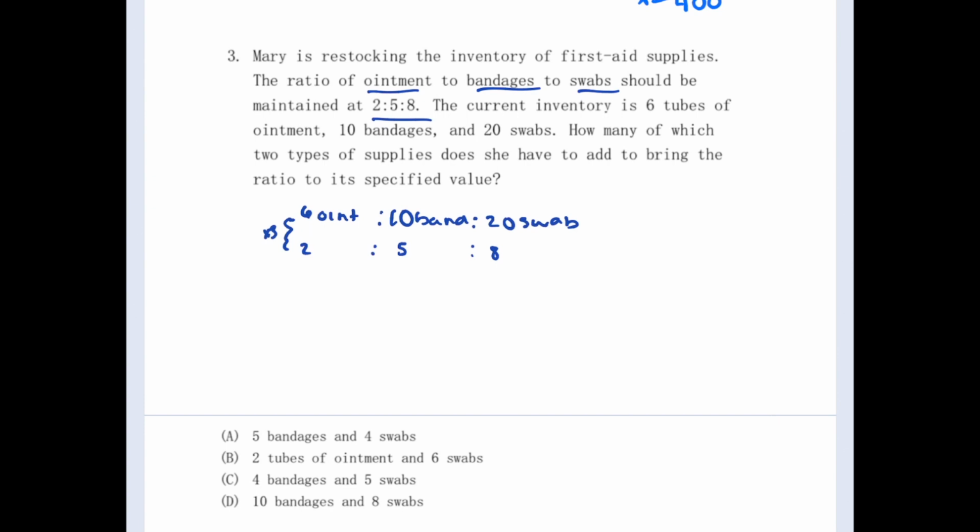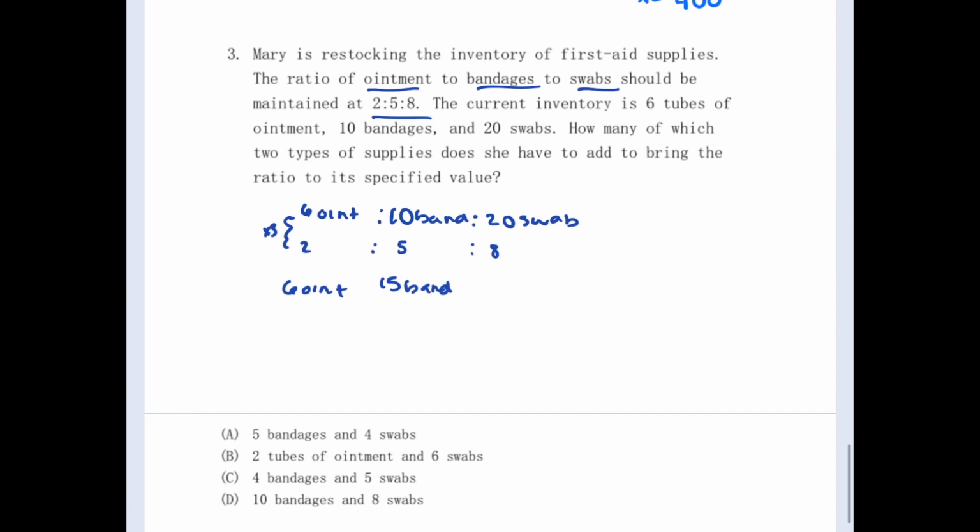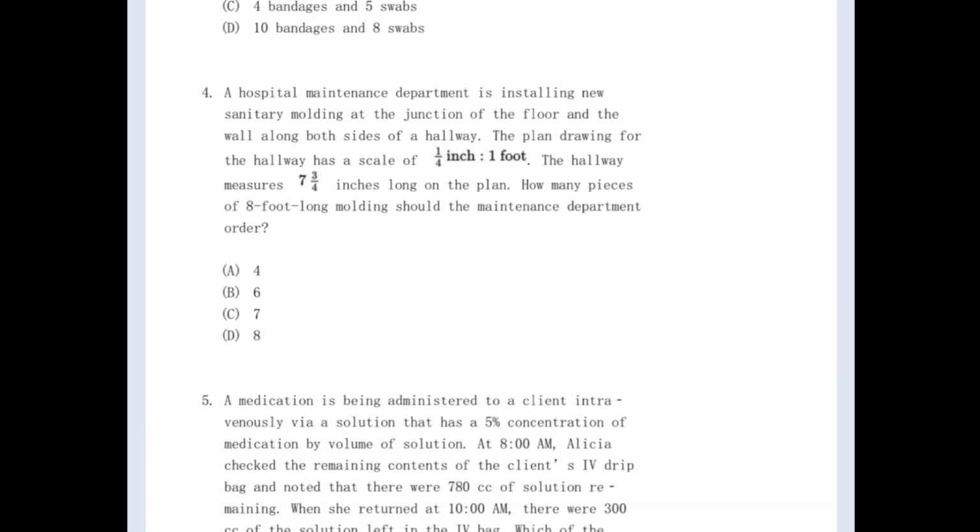So we already have our 6 ointments, so that's all set. But we need 15 bandages and we need 24 swabs, which means that we need 5 more bandages and 4 more swabs.